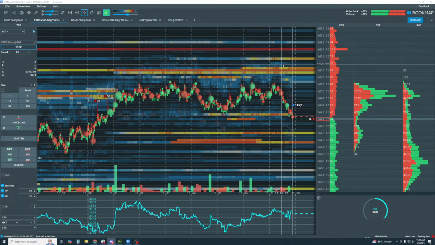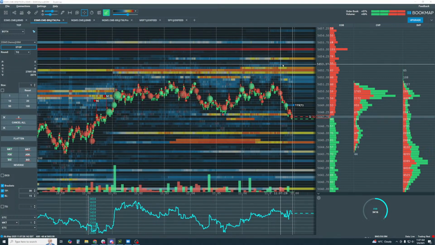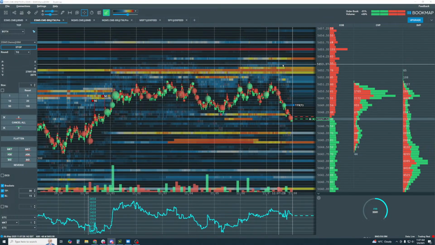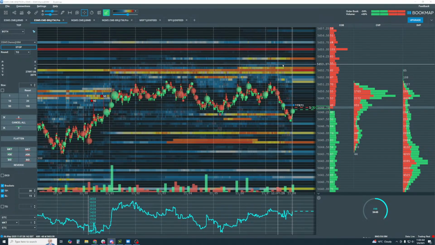Okay, there you go. So Shark is saying that he made the switch over to Bookmap data for the exact same reasons we just talked about. Yeah, and so far so good, Shark.